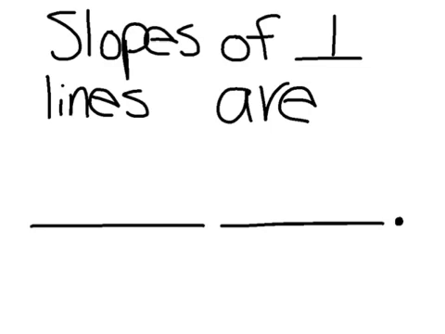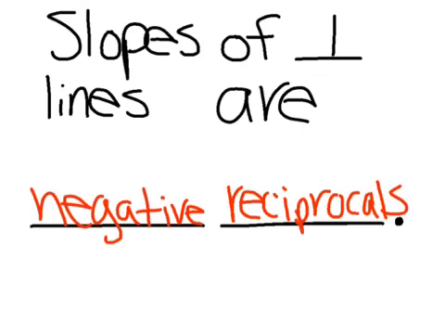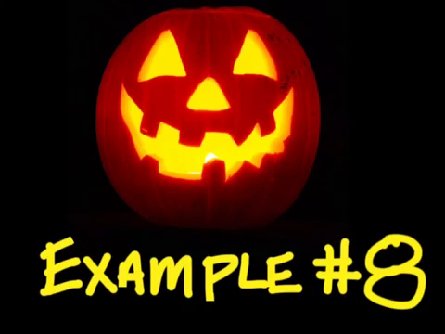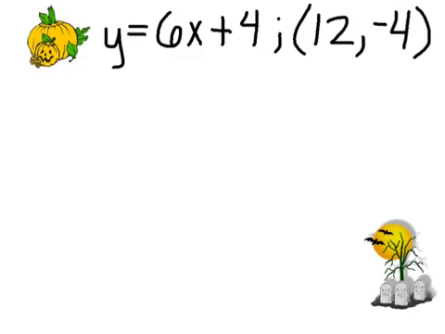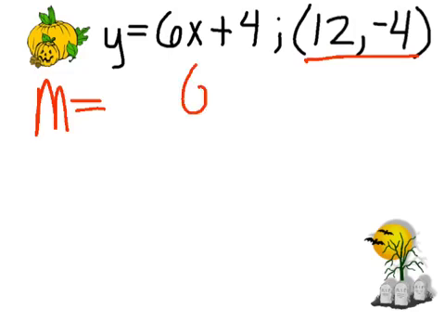Alright, walk by alert. Slopes of perpendicular lines are... All that means we're going to flip it, we're going to change the sign. For example, 8. We have y equals 6x plus 4. And we're looking for the perpendicular line that passes through this point. What's our slope going to be for our perpendicular line? 6. Our perpendicular line, remember, they're not the same. The perpendicular lines have negative reciprocal. The slopes are negative reciprocals.